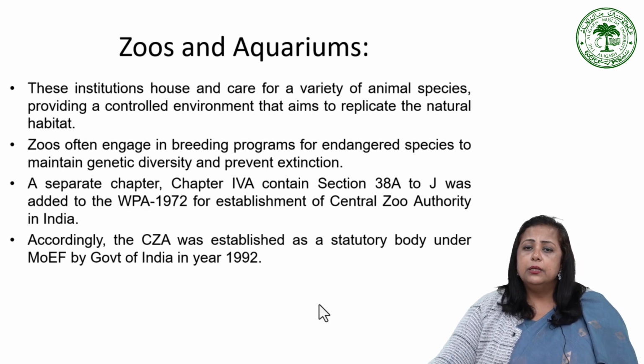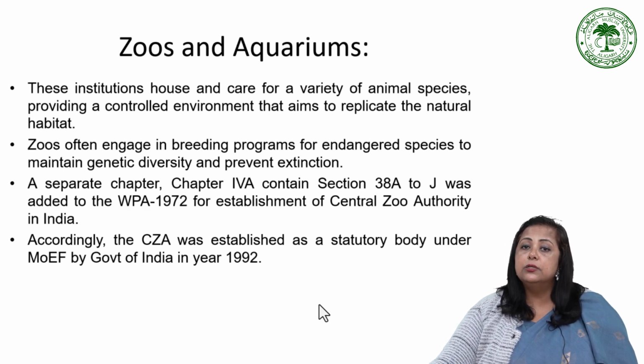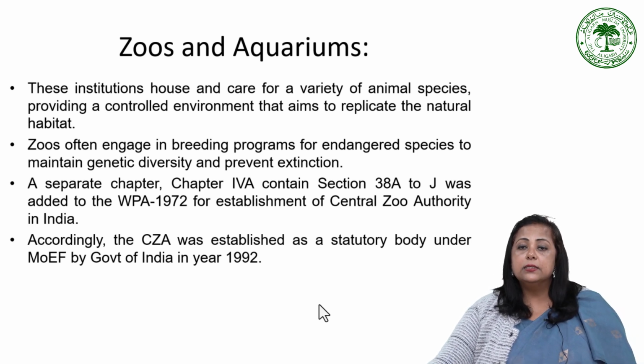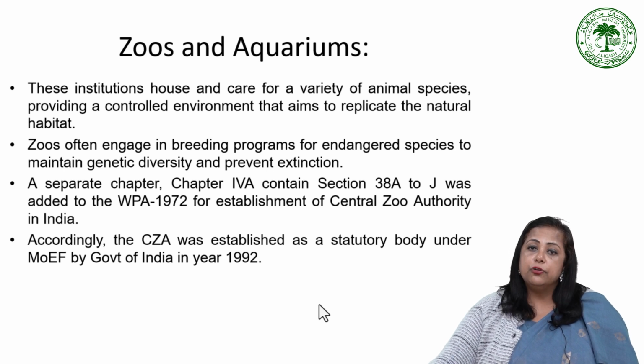There was an amendment in the Wildlife Protection Act 1972. A separate Chapter 4A, containing Sections 38A to J, was added to the Wildlife Protection Act 1972 for the establishment of the Central Zoo Authority. The Central Zoo Authority is based in Chennai, and it is the controlling body over all the recognized zoos in India. It was established as a statutory body under the Ministry of Environment and Forest by the Government of India in 1992.